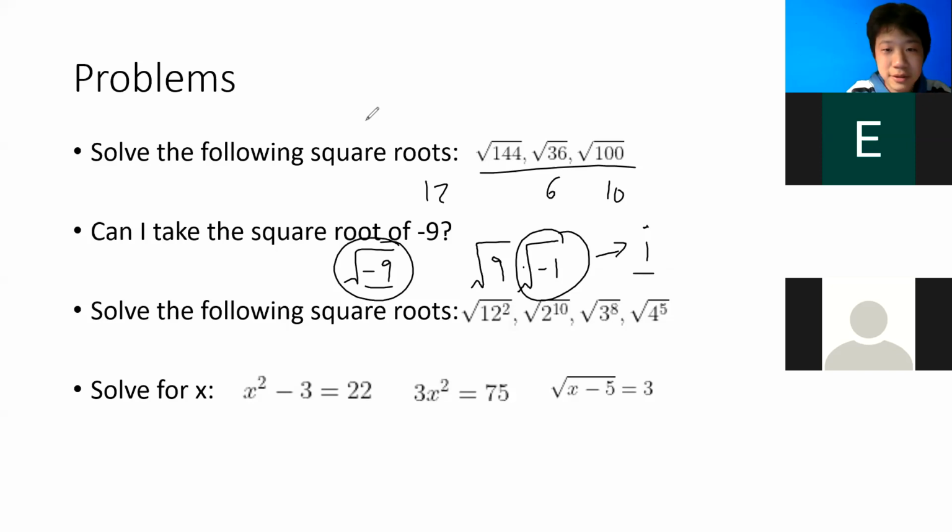So now for the following square roots. For the first one, as we know, the square root will undo a square. So the square root and the square will cancel out and we'll have 12. The next one seems a little bit hard.